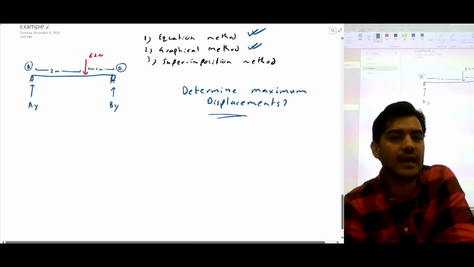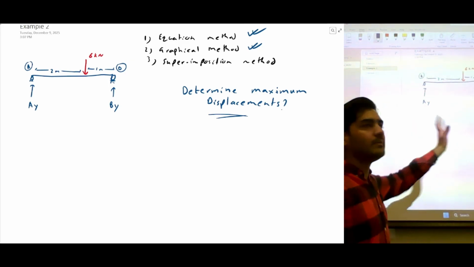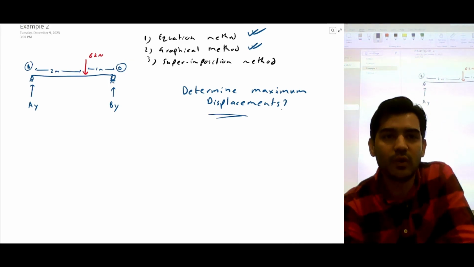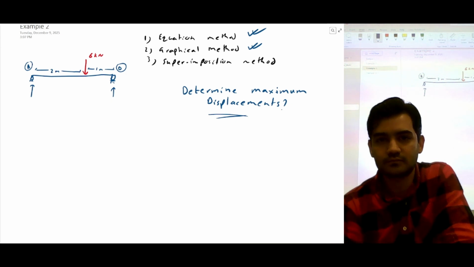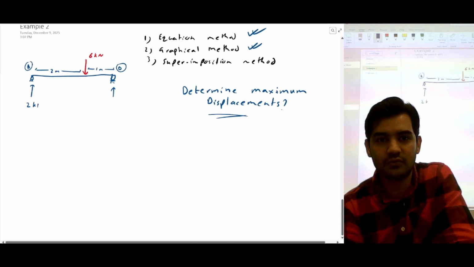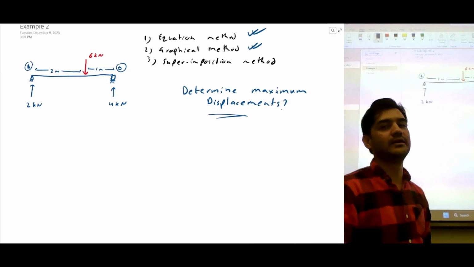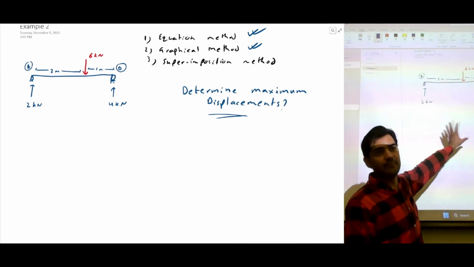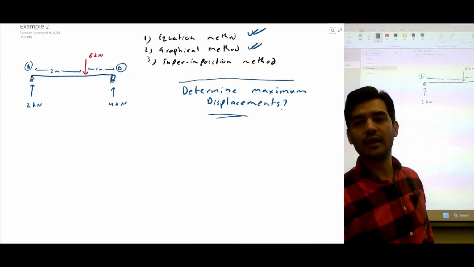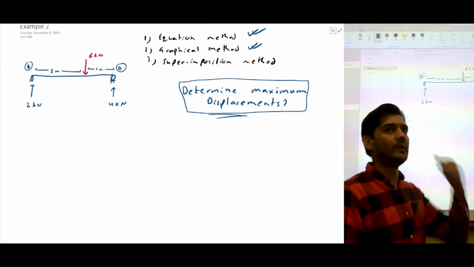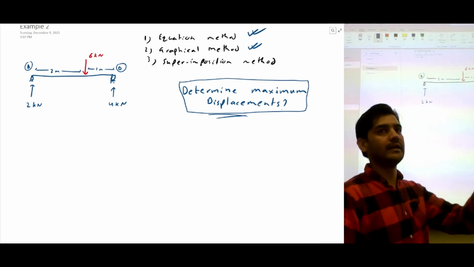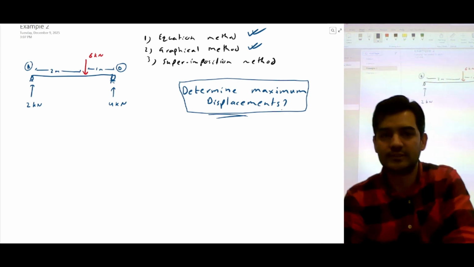Everybody can calculate the reactions, right? So you have to use equilibrium equations, and once you use the equilibrium equations, you're gonna get the reactions. So I'm just gonna write down the reactions for you guys. If you try to draw the reactions, this is what you're gonna get. You're gonna get 2 kilonewton and you're gonna get 4 kilonewton. And you can calculate these reactions by using equilibrium equations. So in this example, what we are doing is that we want to calculate the maximum displacements in this case. And also we will draw shear force, bending moment diagram, bending angle diagrams, and the diagram for the displacements.